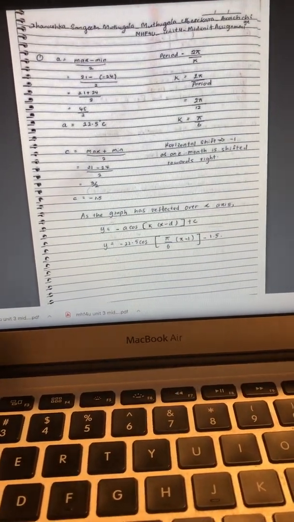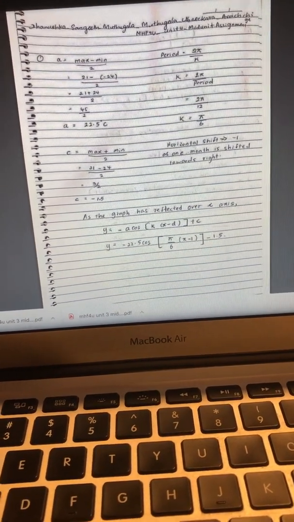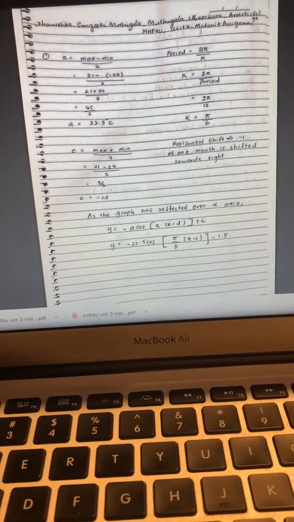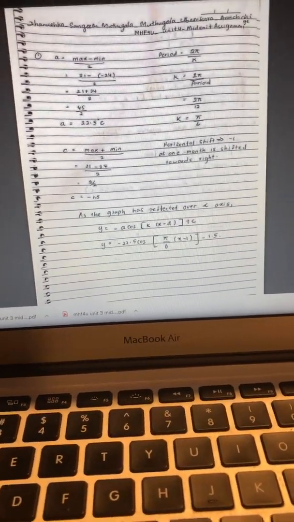So which is A. Going to the period, the period is equal to 2 pi by k, so k is equal to 2 pi by the period, where 2 pi by 12 is equal to k. So k is going to be pi by 6.